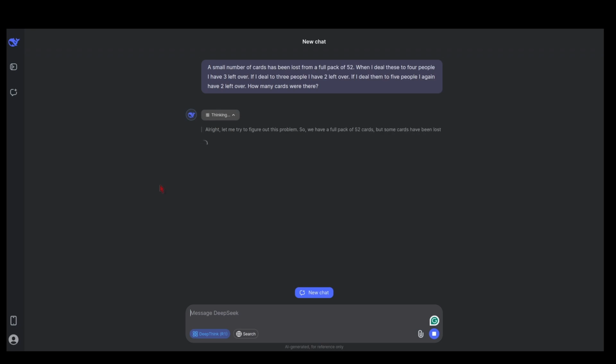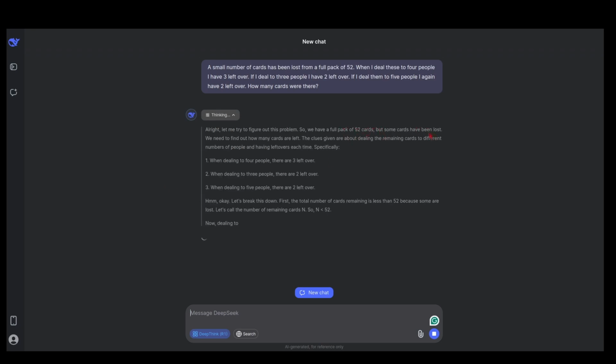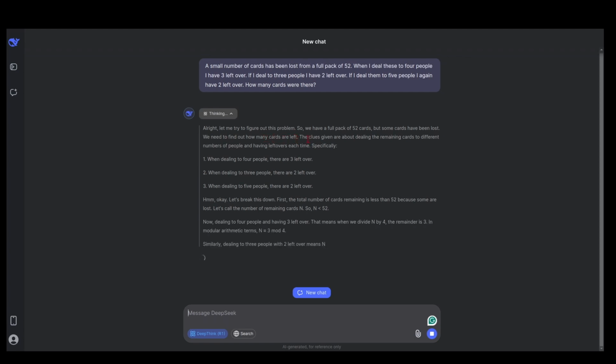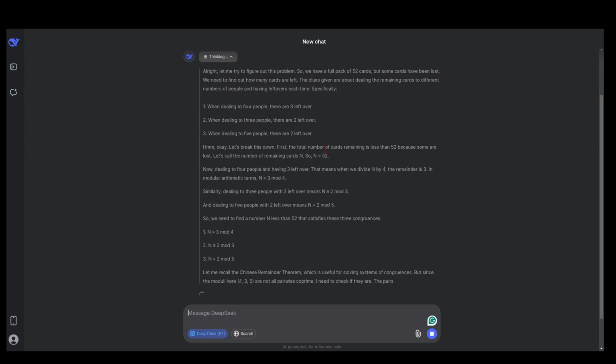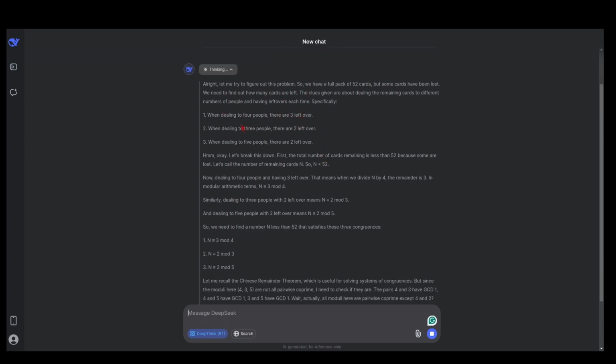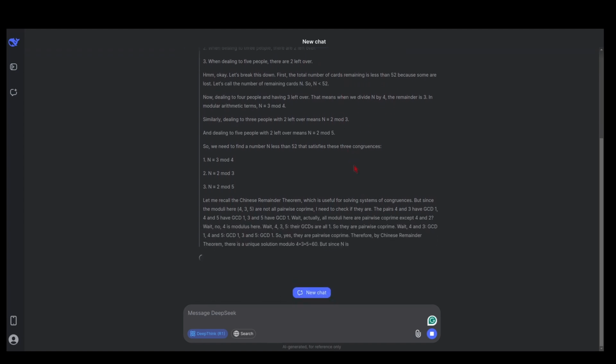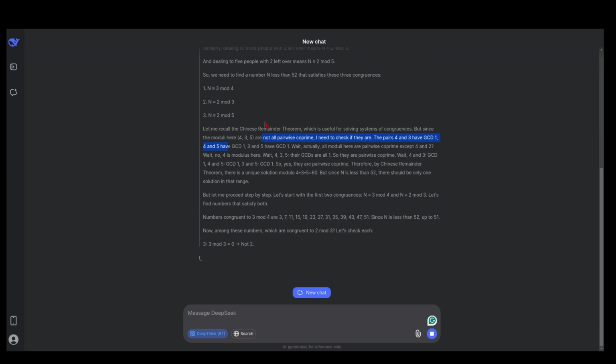Thinking, all right, let me try to figure out this problem. So we have a full pack of 52 cards, but some cards have been lost. We need to find out how many cards are left. It's just repeating the problem. When dealing with 4, there are 3 left. When dealing with 3 people, there are 2 left. When dealing with 5, there are 2 left. That's all fine. Let me recall the Chinese remainder theorem.